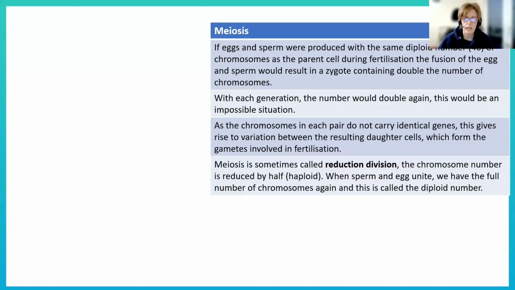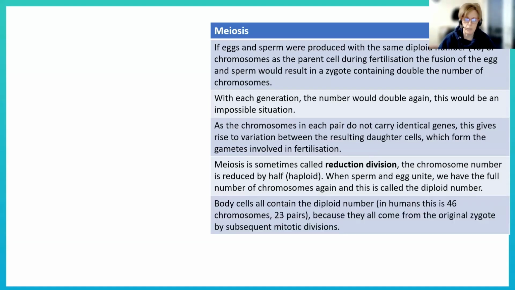So we call meiosis a reduction division because we're reducing the chromosome number to half. It's haploid. So when the egg and the sperm do fuse together, the nuclei fuse together, the number of chromosomes is what we expect it to be, 46 in humans, and we call this the diploid number. So the diploid number, the number of chromosomes we find in all cells, pretty much, is 46, 23 pairs. Obviously, we've seen some examples where this wasn't the case, the sex chromosomes a minute ago, but that's unusual.